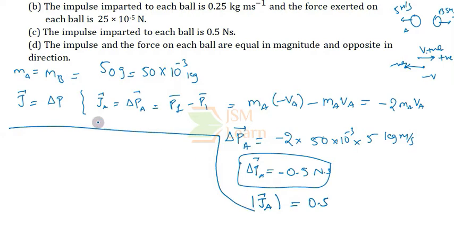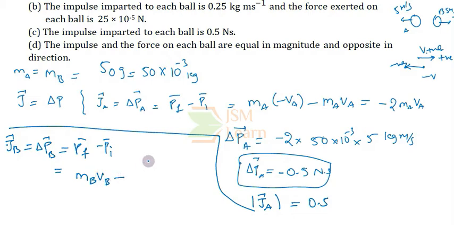Now we need to find the impulse of ball B. In order to find the impulse of ball B, we need to find the change in momentum of ball B, that is P final minus P initial. When I get the P final, here in the final position, you can see that the velocity is directed towards the right direction. Let us take it as positive. So MB into VB will be positive.